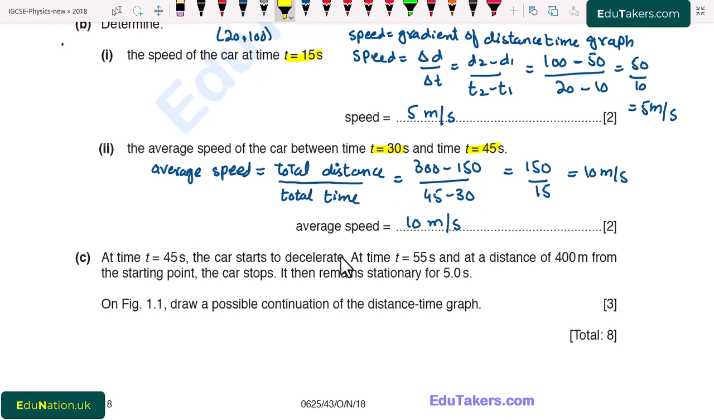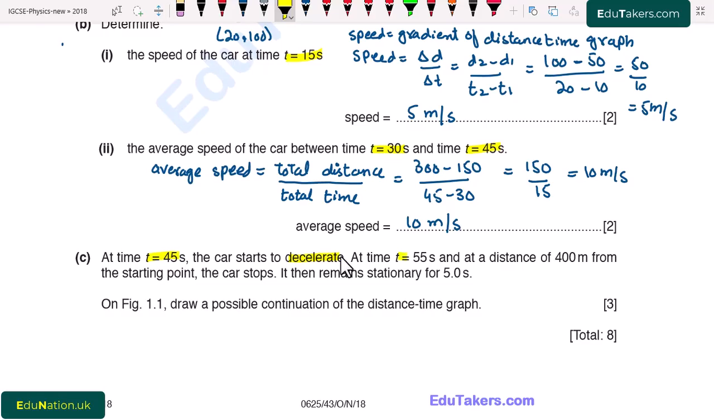Part C. At time t equal to 45 seconds, the car starts to decelerate. It means that at time t equal to 45 seconds, the speed of the car decreases.